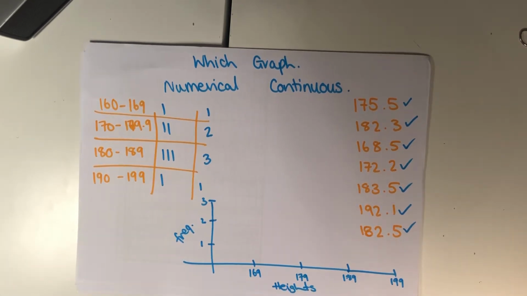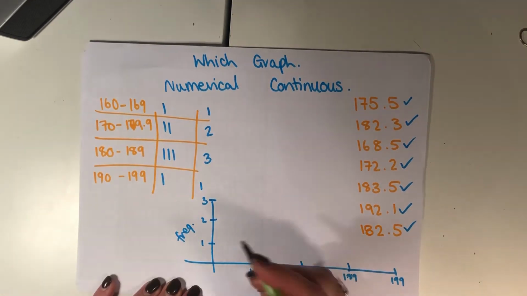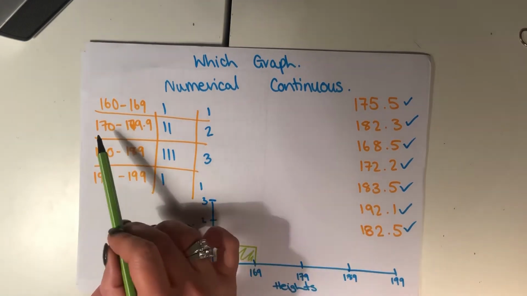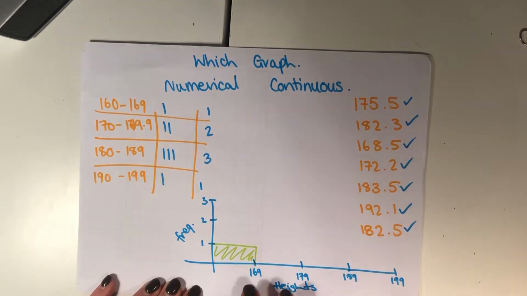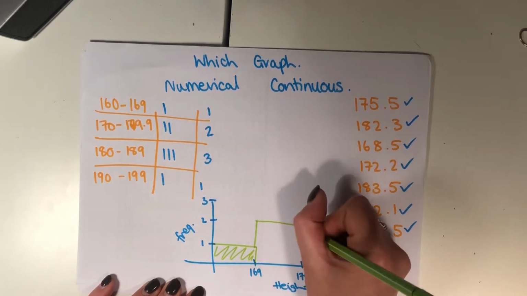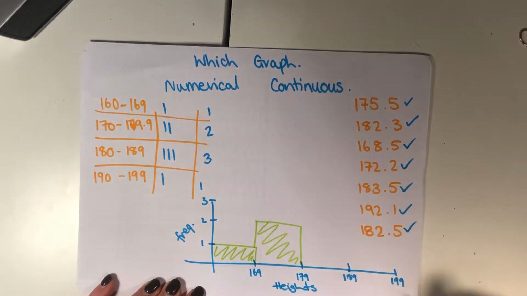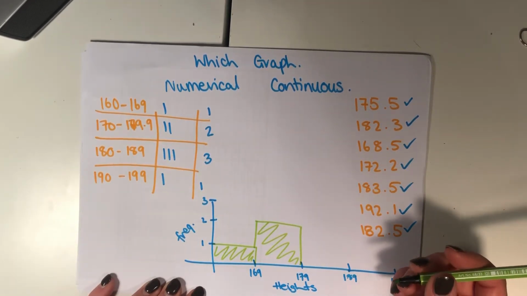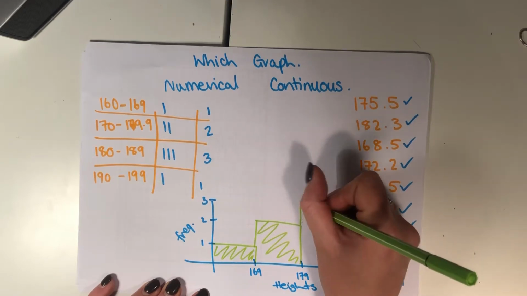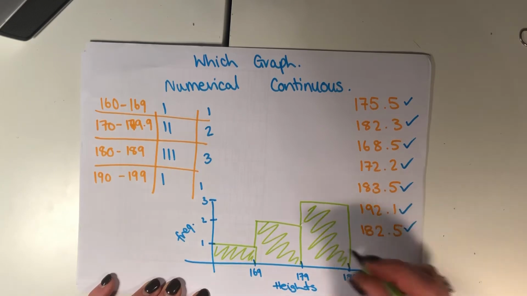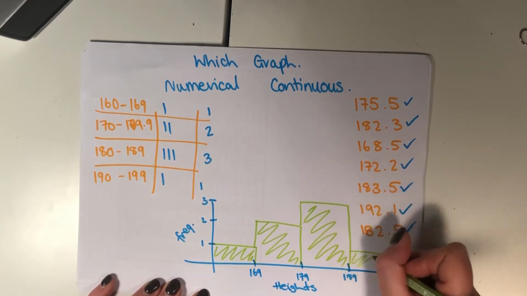Now from here, a histogram has no gaps. So I have 1 at 160 to 169, drawing straight across there and colouring that in. 170 to 179 is in this bin here, and I have 2, so go there. 180 to 189, I have 3, so it goes all the way out to there, 3, and then 190 to 199, back down to 1.